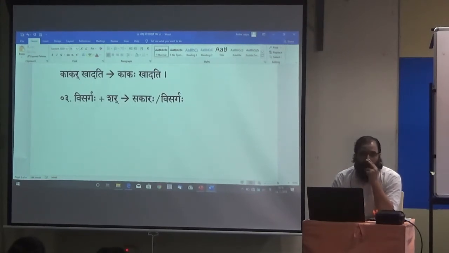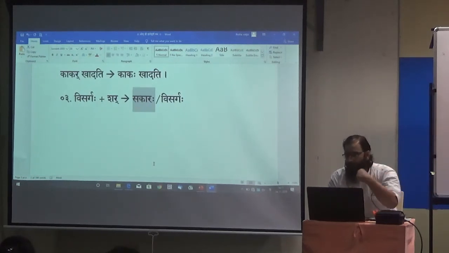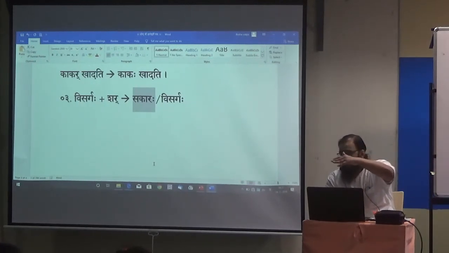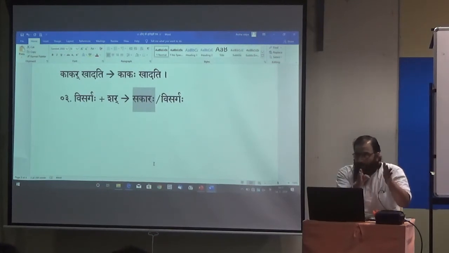Padanta repa becomes visarga. Now visarga followed by shar: the visarga will remain as it is, or it will be replaced by sakara. Clear? In the beginning I said repa because I want you to see the connection from the previous two rules. Padanta sakara becoming repa, and repa becomes visarga. So I retained the word Padanta sakara repa as it is.